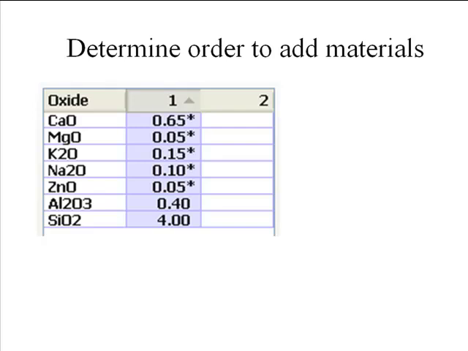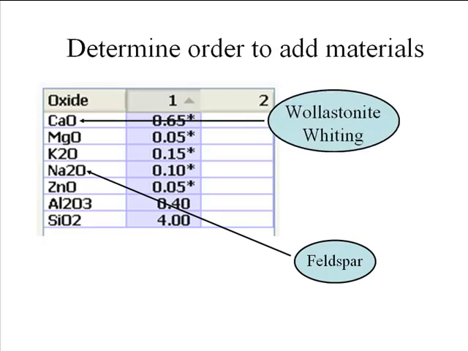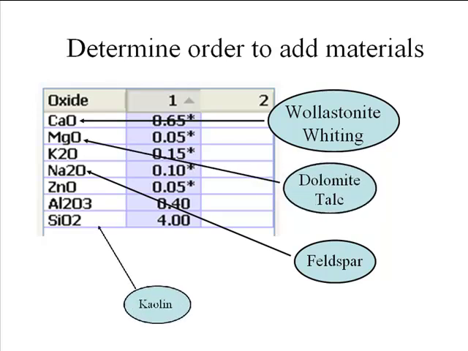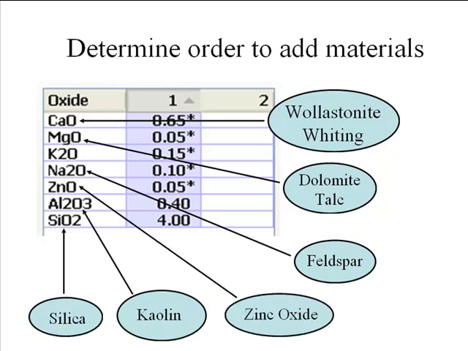I need to determine which oxides to satisfy first. It's easy to oversupply some oxides if I introduce materials in the wrong order. I'll use the most complex material, the one supplying the most oxides, first. I'll use feldspar to source sodium and potassium, then wollastonite or whiting to supply CaO, dolomite for MgO, kaolin for Al2O3, silica to round out the SiO2, and zinc oxide for ZnO.